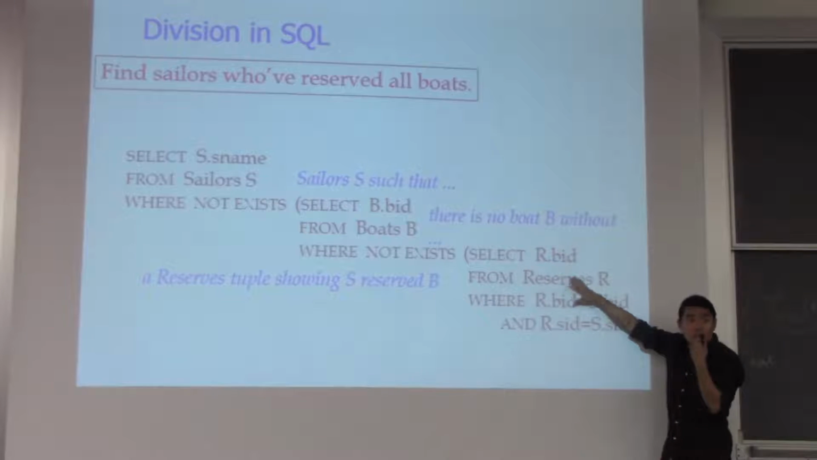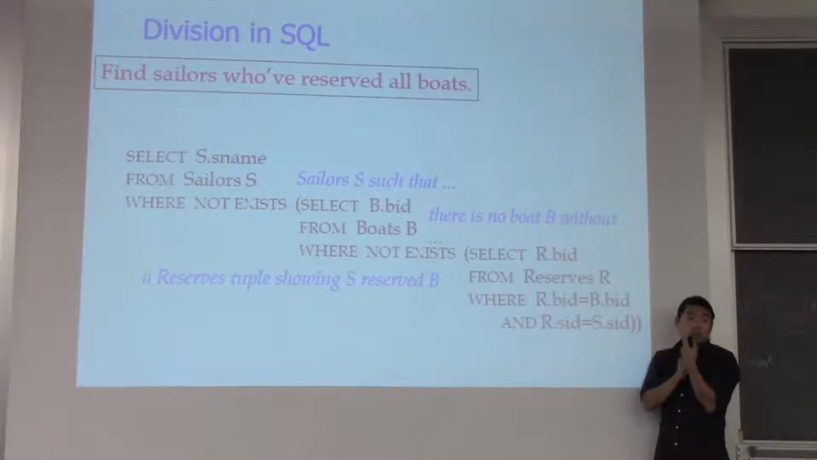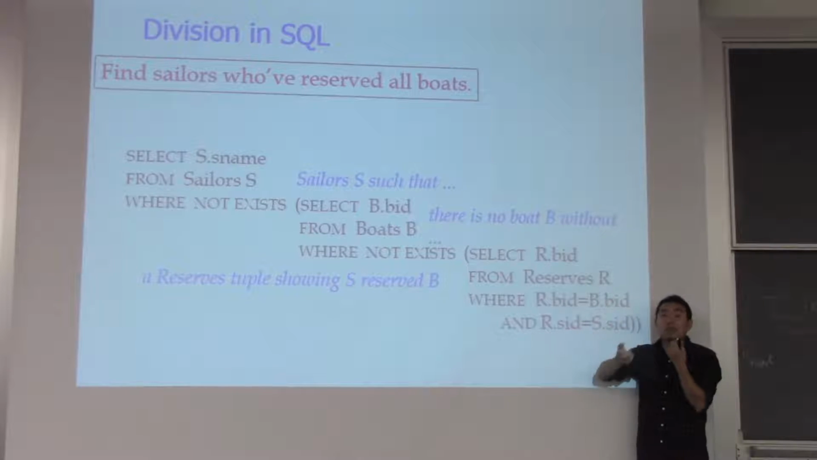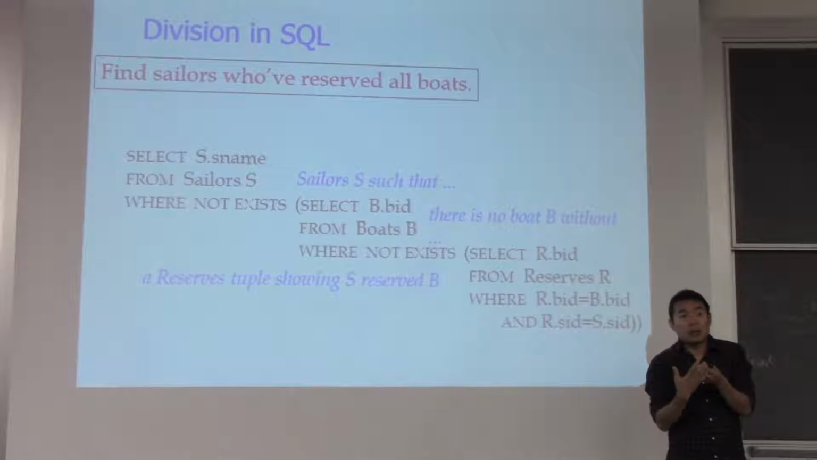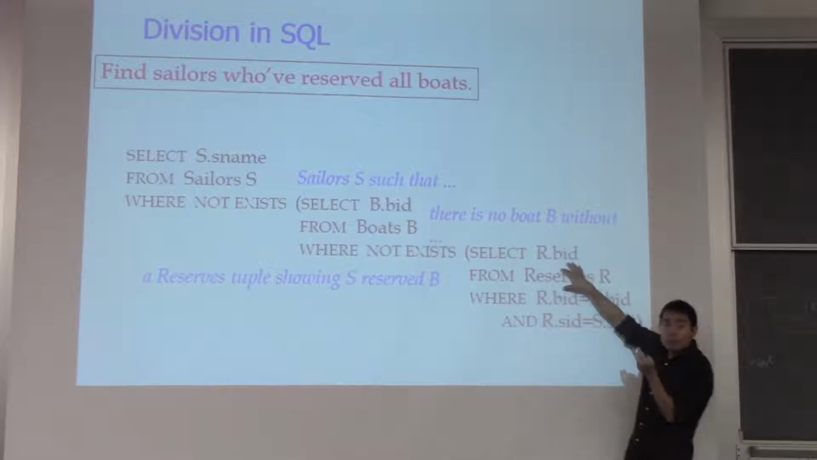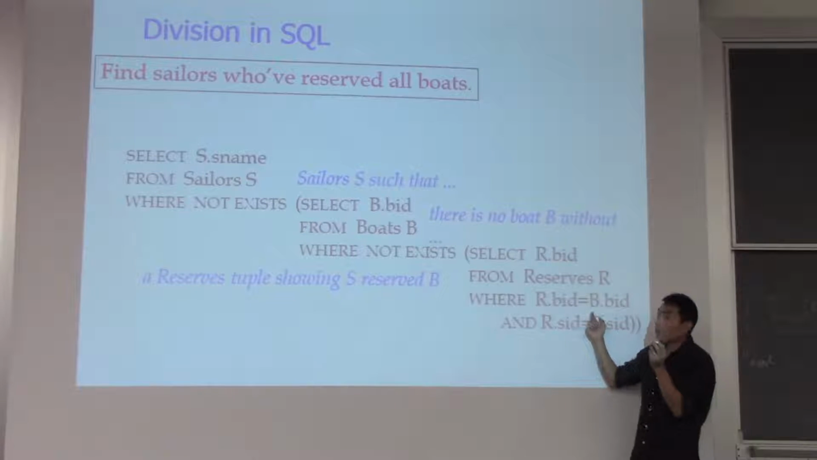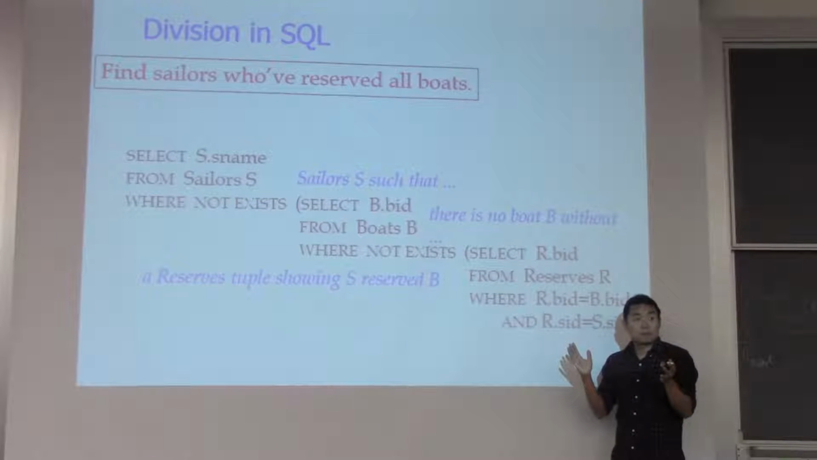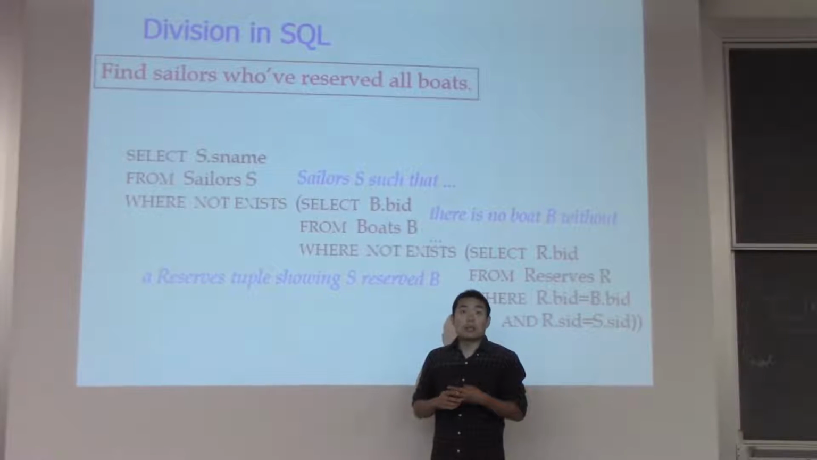What this gives you is the set of reservations made by the current sailor on the current boat. It could be one, could be more than one, or could be zero, right? Maybe the current sailor reserved the current boat multiple times on different days, or only once, or zero times. Doesn't matter. Only if the current sailor has never reserved the current boat, this will be an empty set. Otherwise, this will always be a non-empty set. Which means NOT EXISTS will be true.